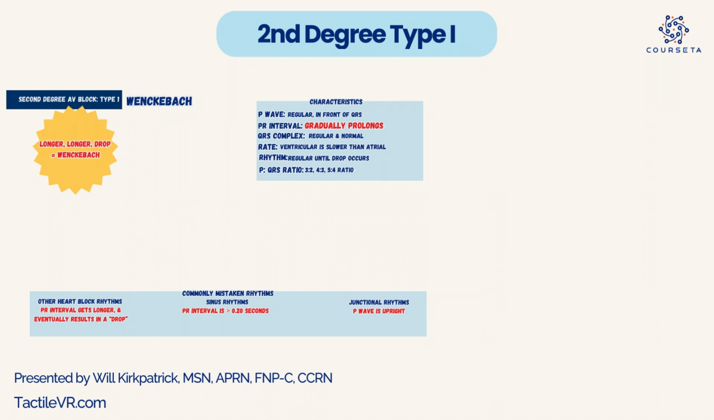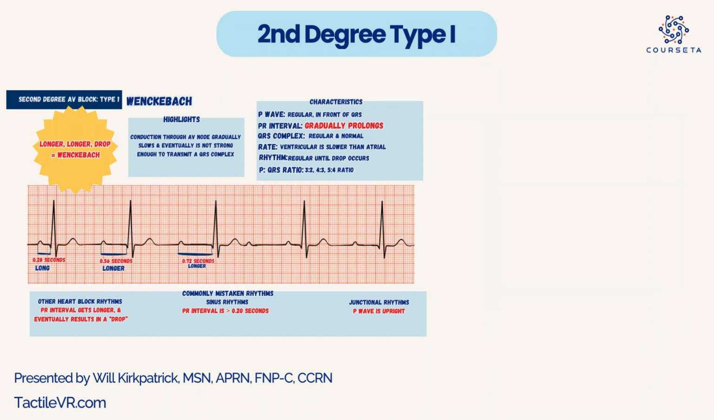But the highlight of a second degree type 1 heart block is that the PR interval is progressively getting longer with each QRS complex, and eventually it does cause a complete block. So you have your PR interval that's longer, and then looky there, you have a drop. So let's actually measure out the PR interval. The first one is 0.28 seconds. The second one is 0.56 seconds.